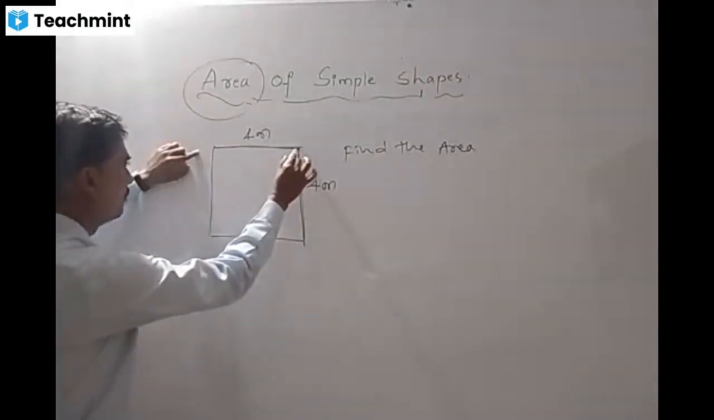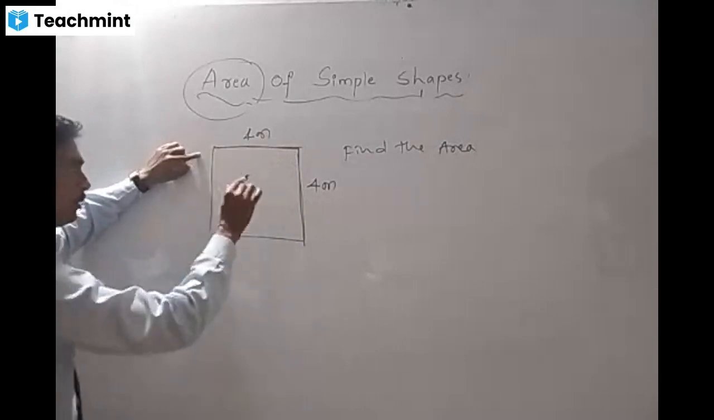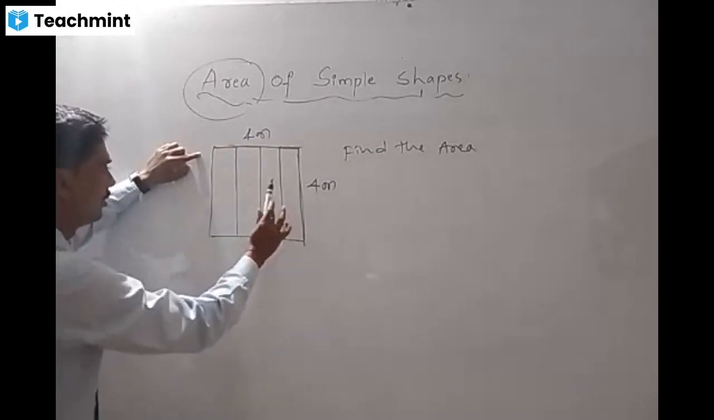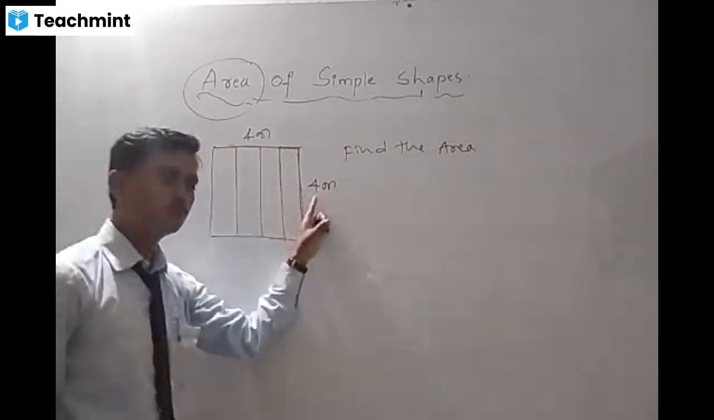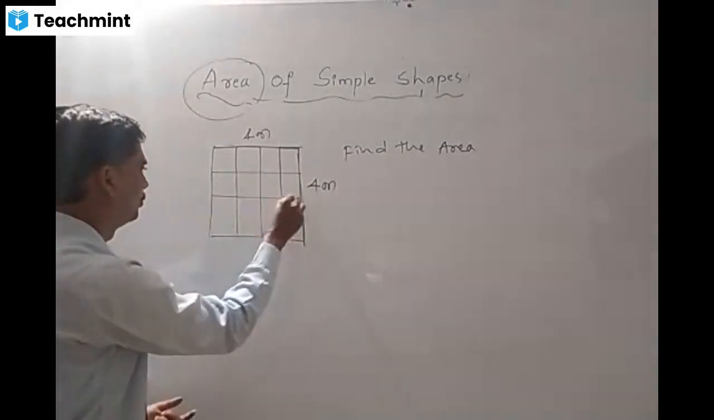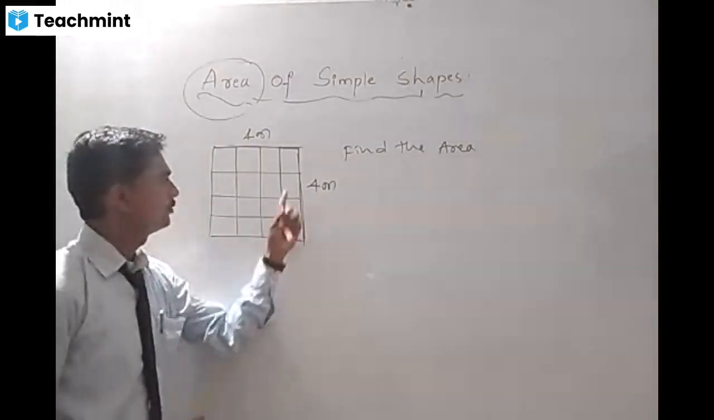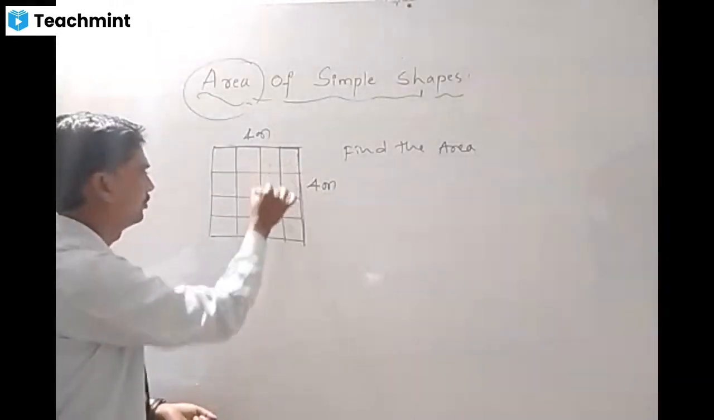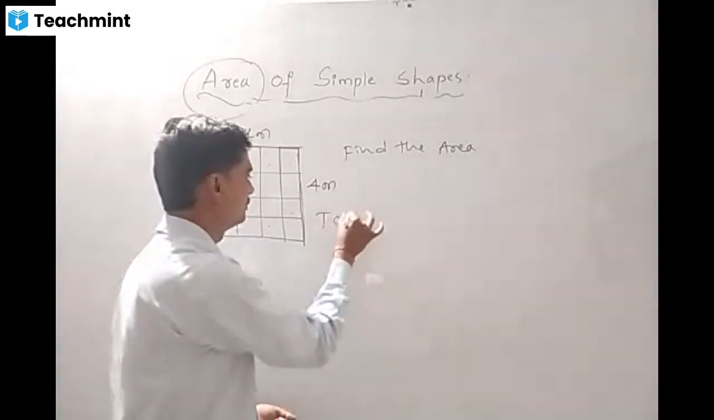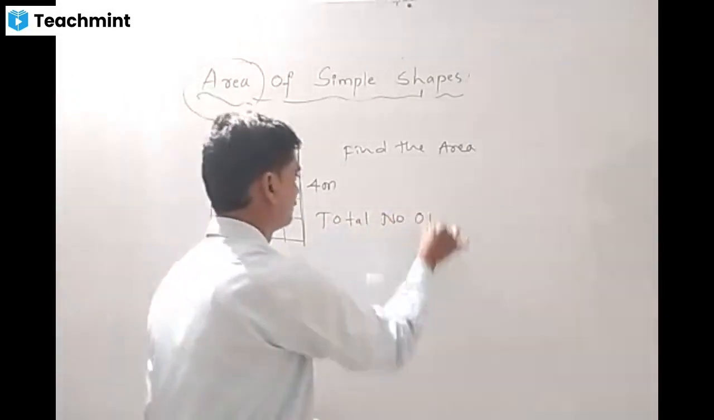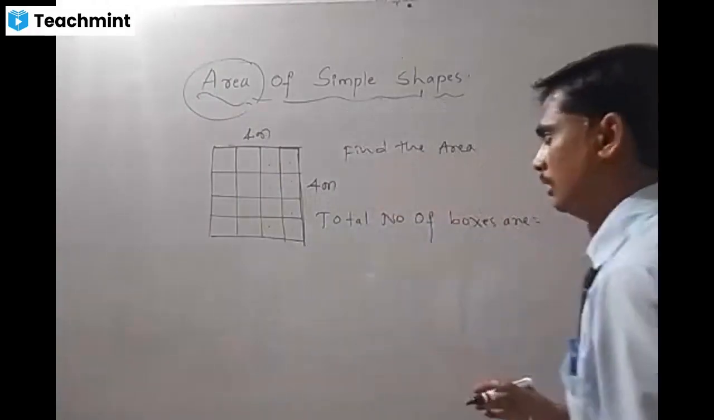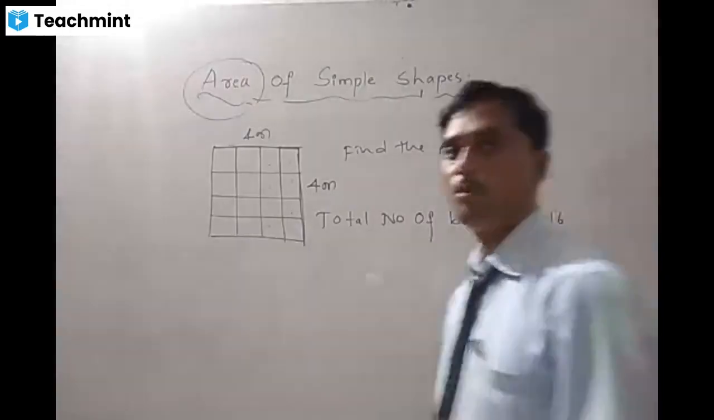Then how many columns are available to draw here? 4 meter means 1 meter columns. Sir, 4 available. Then 1, 2, 3, 4. And here the breadth is also 4 meters. Then how many columns are available? Sir, here also 4. 1, 2, 3, 4. And total number of boxes are 16.